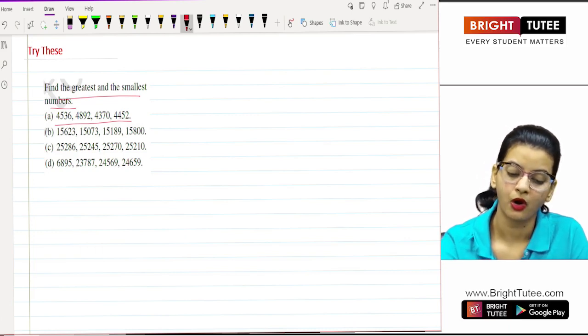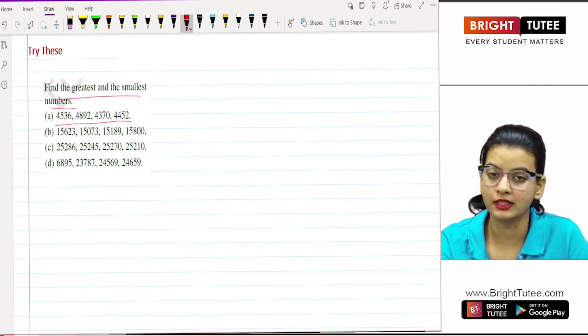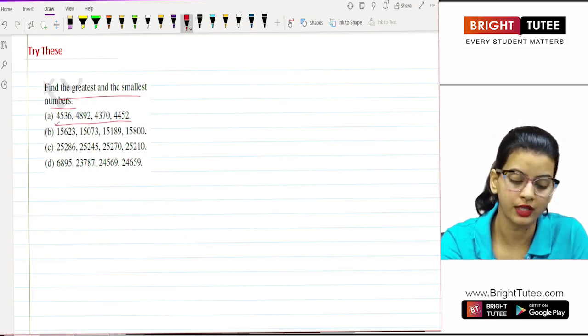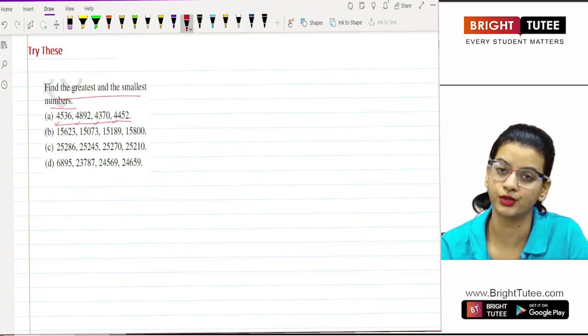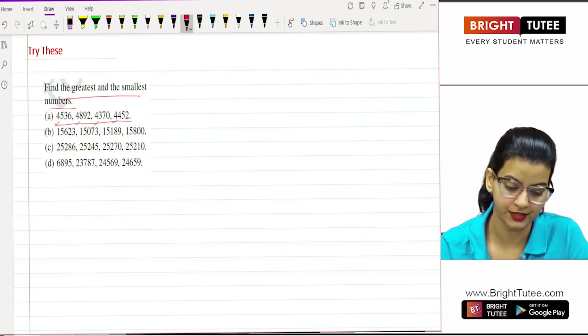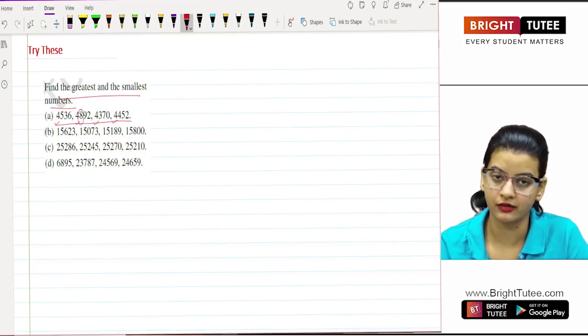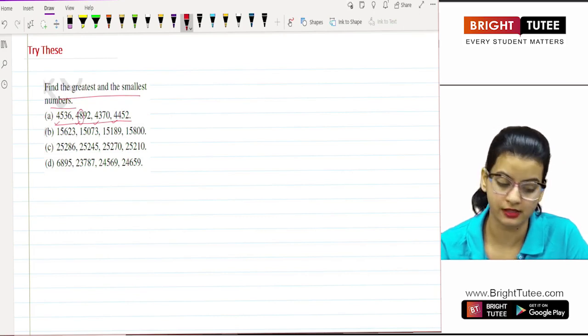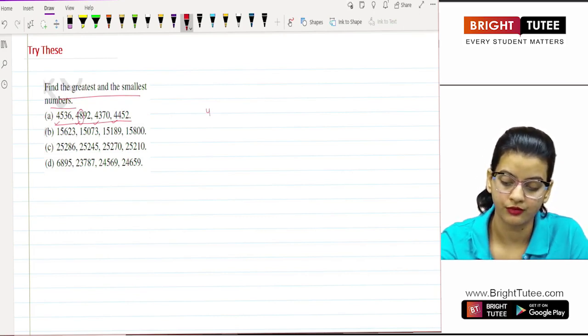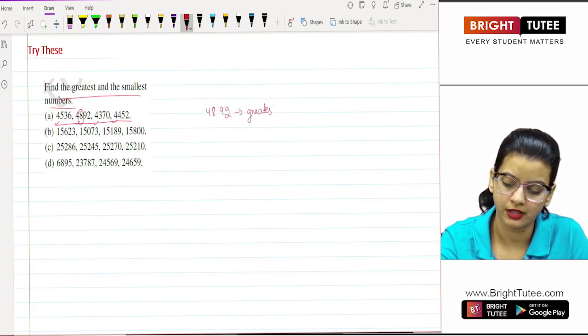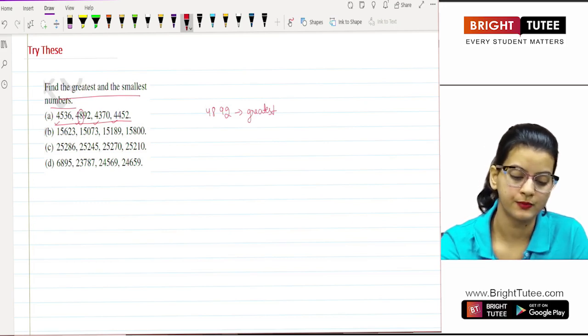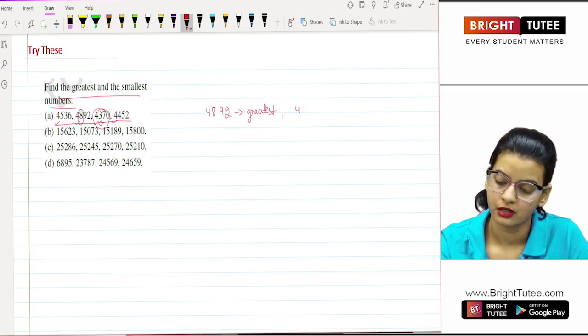All the numbers are 4-digit numbers, and all these numbers have 4 in the thousands place. So we are going to compare the digits in the hundreds place. The digit 8 is the greatest in the hundreds place. So 4892 is the greatest number, and the smallest digit in the hundreds place is 3. So this number is the smallest number. 4370 is smallest.